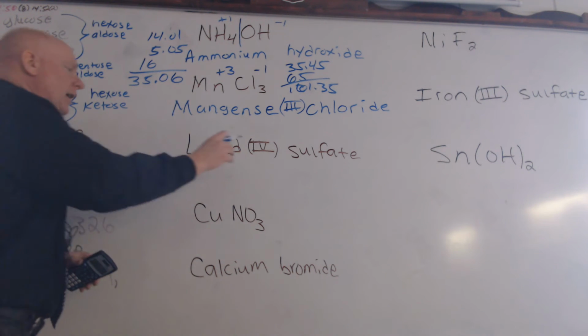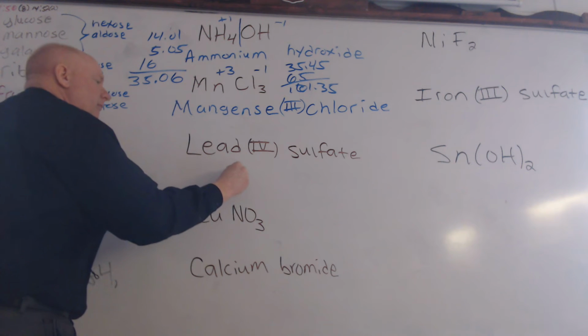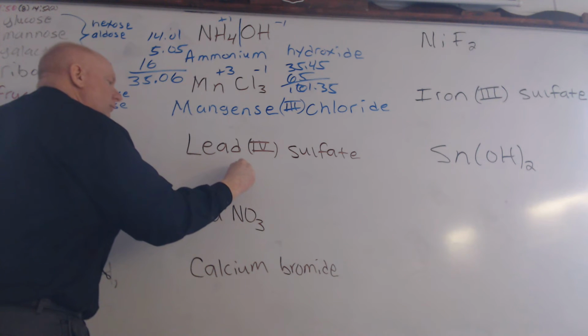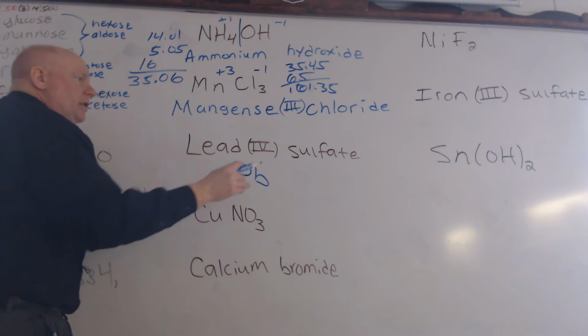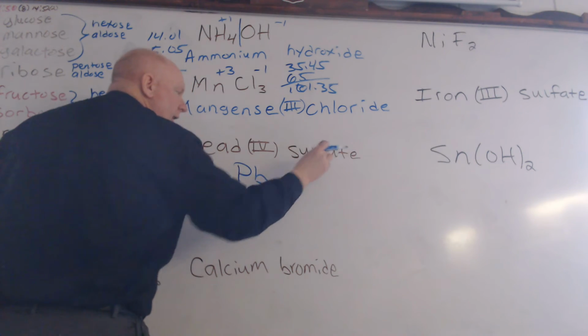So lead has a symbol of what? Element 82. PB. What's the formula for that polyatomic ion?